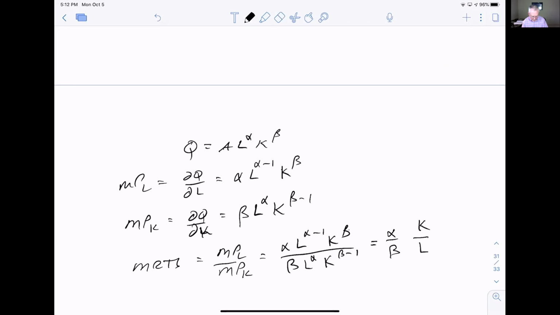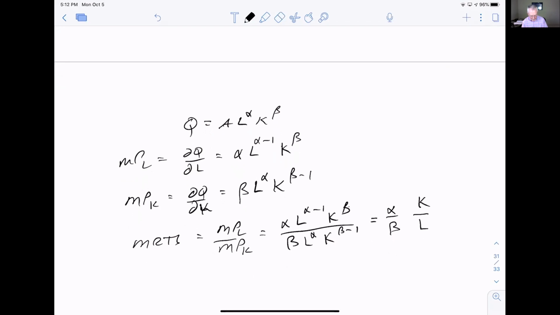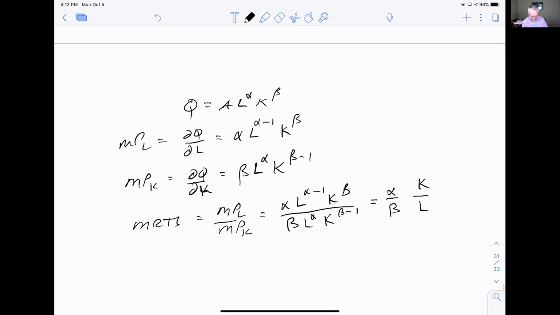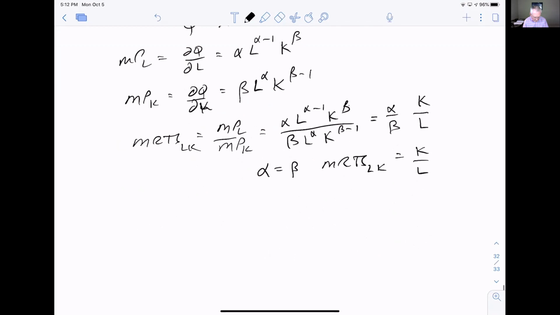So the MRTS for this Cobb-Douglas production function is going to be alpha over beta times K over L. Note that if alpha equals beta, then the MRTS is just K over L. So in this particular case, if I had Q equal to 10 L to the 1/2, K to the 1/2, then the marginal product of labor would be equal to 5 times (K over L) to the 1/2.